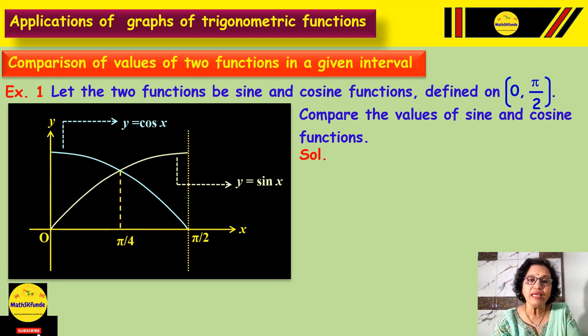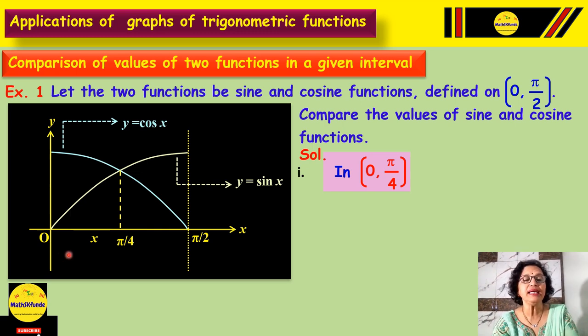Now we study these two graphs in the interval 0 to pi by 2 section-wise. My first part is 0 to pi by 4. As we are observing, my x is somewhere between 0 and pi by 4. That means x is greater than 0 and less than pi by 4.